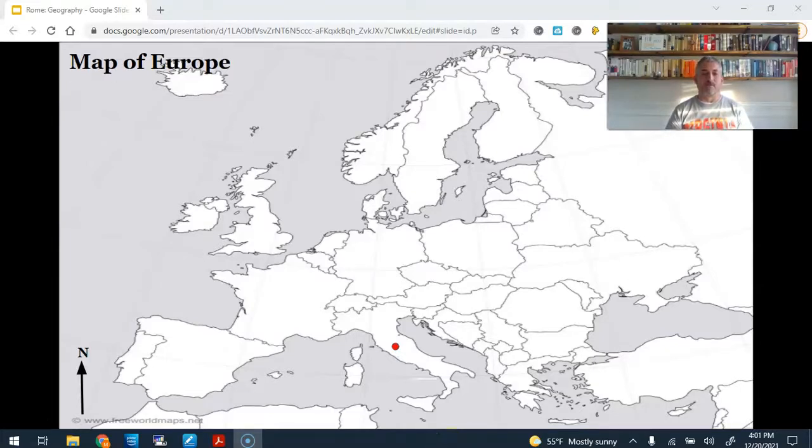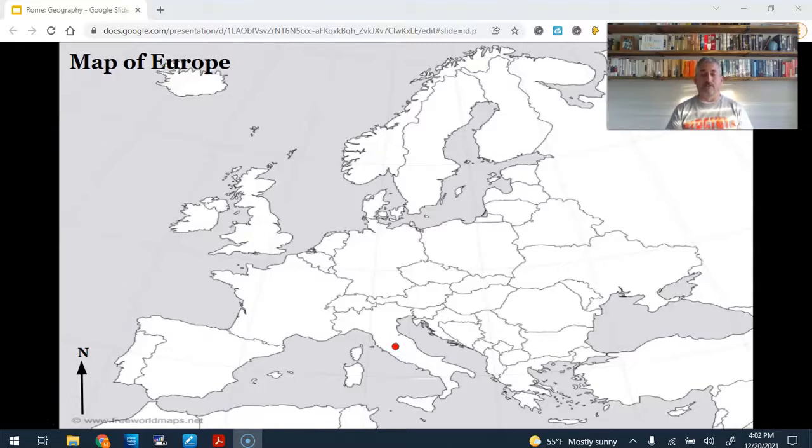When looking at a map, the first thing you want to do is locate the title of the map. This will let you know what part of the world the map represents. And here we can see, if you look on the top left, that this is a map of Europe. You also want to look for the compass rose to let you know direction. So on the bottom left, we have the compass rose pointing north. Okay, so we have our direction.